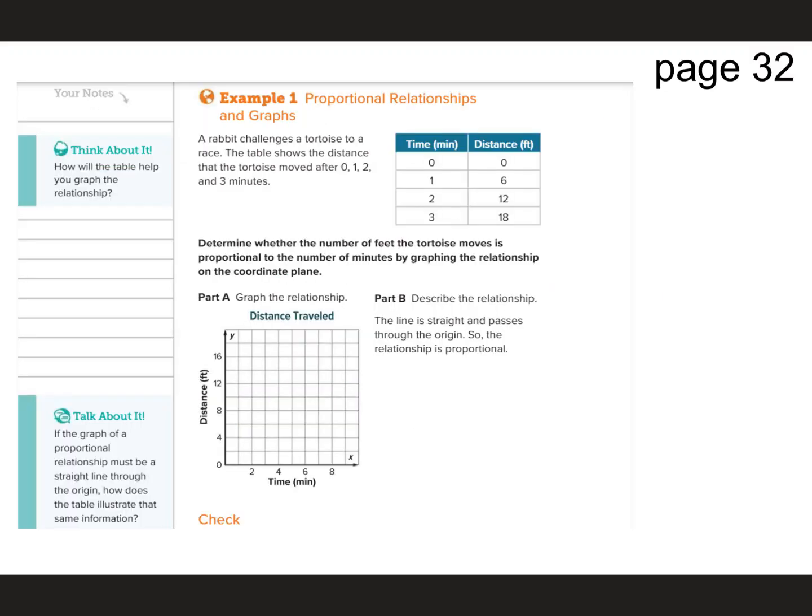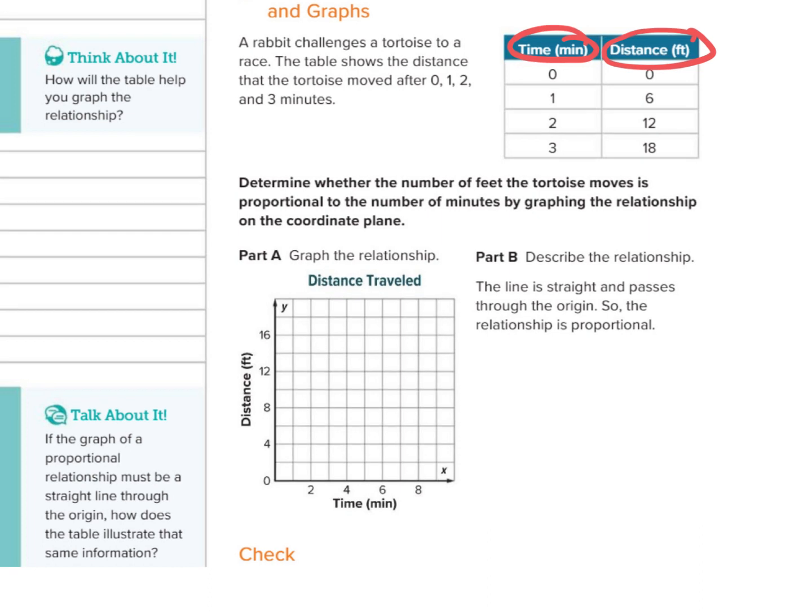All right, let's turn the page to page 32. Let's go through our first example right here. If you look at this table up top, it's talking about a rabbit challenges a tortoise to a race. The table shows the distance. We have the minutes, and we have the distance measured in feet. So what we want to do right now in part A is graph this relationship. So I'm going to zoom in just a little bit here. And the first point would be (0, 0), which would go right on the origin right here. The second point would be at (1, 6). So we go over 1, up 6.